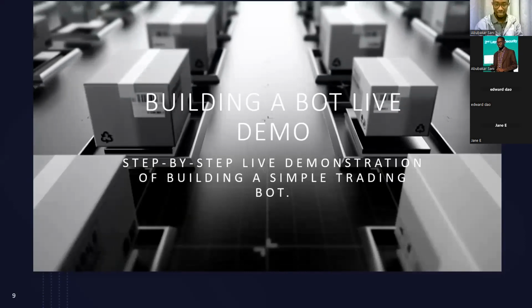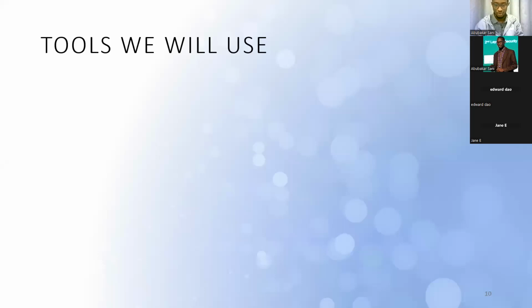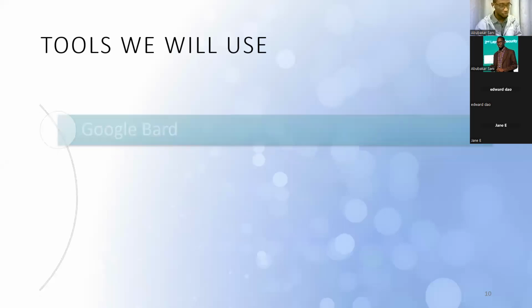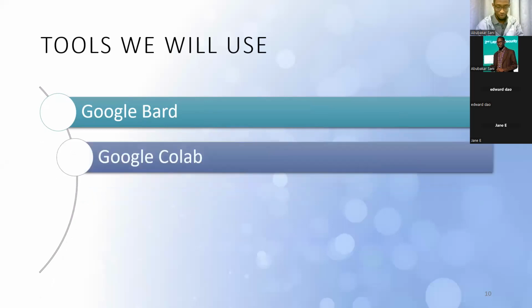Okay, so now we would like to see how we can build a bot. There are going to be tools. When you are building anything, you need some tools to do that. And the tools we're going to use are all free. I try to make sure that the tools we're going to use are free so that you can also use them without having to pay a single dollar, a single penny. So the first tool is Google Bard. If you know ChatGPT, well, Google Bard is actually the same thing, but from Google, not from OpenAI.